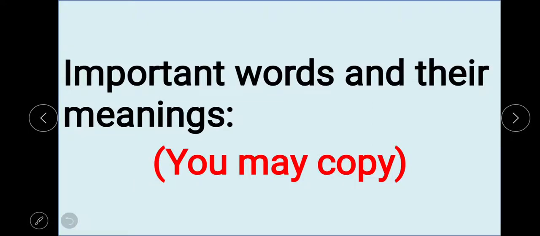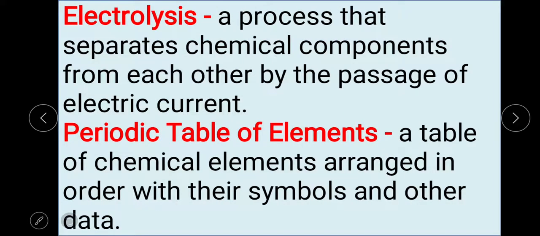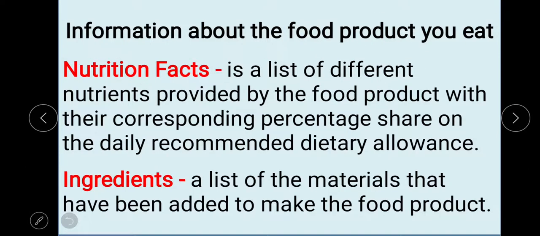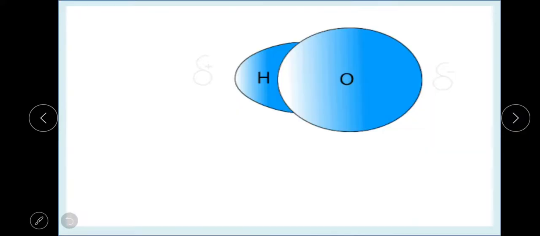But first things first, we must learn to identify the important words and their meanings. Still, we have elements and compounds. The new ones are electrolysis, periodic table of elements, element symbol, group, nutrition facts, ingredients, minerals. Those are the clues about what will be our lesson for this video.